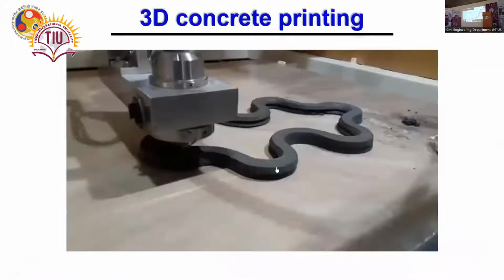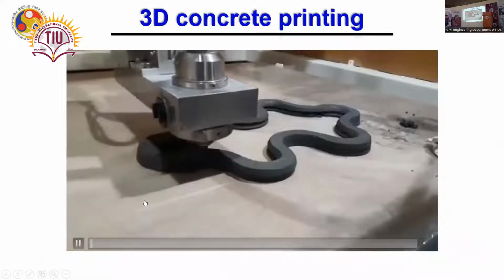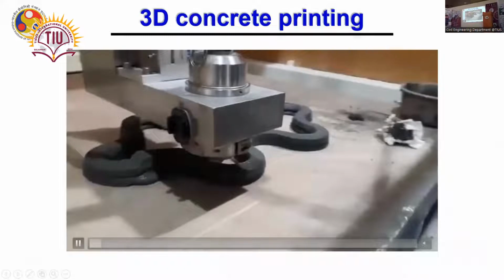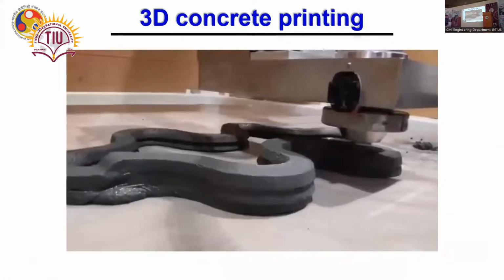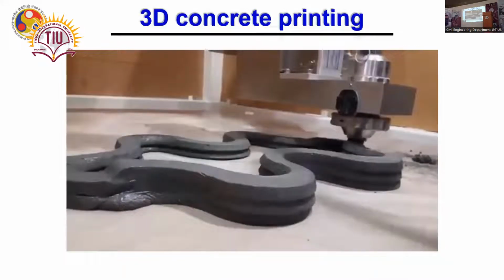I have one printing video snapshot. This is the machine I used in my PhD. I have a quick video. You can see how material deposition takes place in concrete printing. We have a rotating nozzle, which rotates when there are turns and corners in the design, and we are depositing fresh concrete.